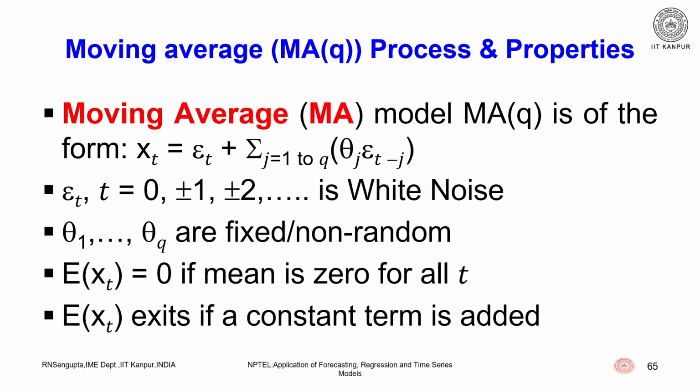Here theta 1 to theta q are fixed, non-random, and the expected value is 0 if the mean is 0 for all t. If there is a constant, then the expected value will exist if a constant term is added, in the same way as we had considered the AR(p) process, auto-regressive with parameter p.